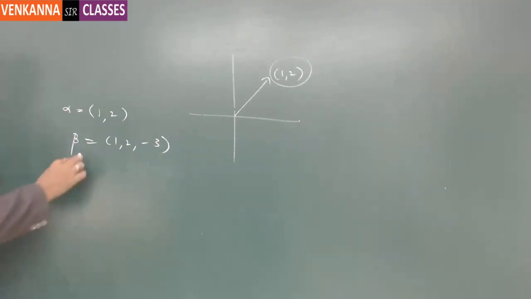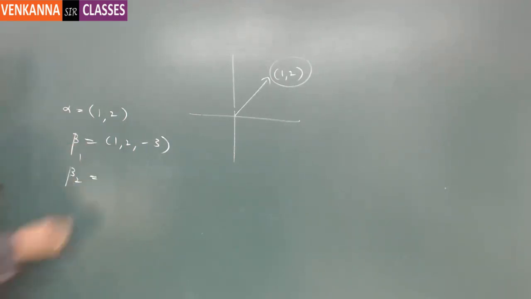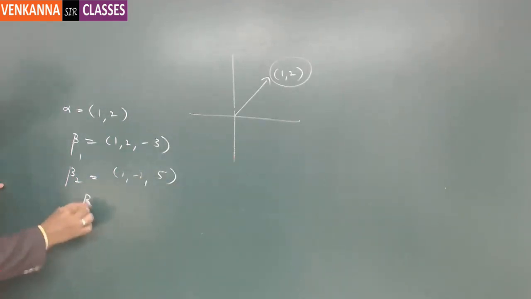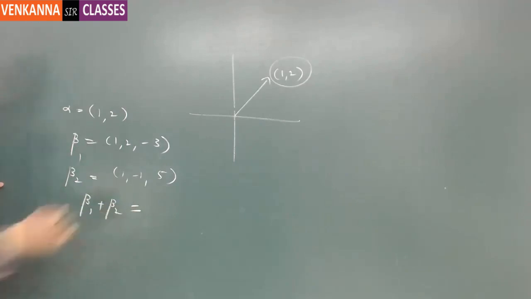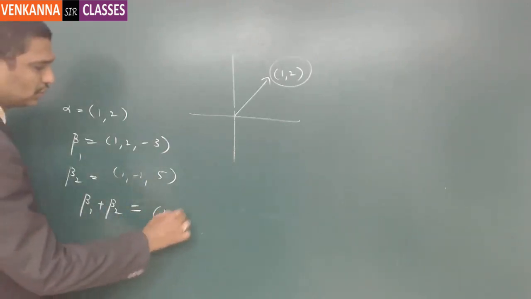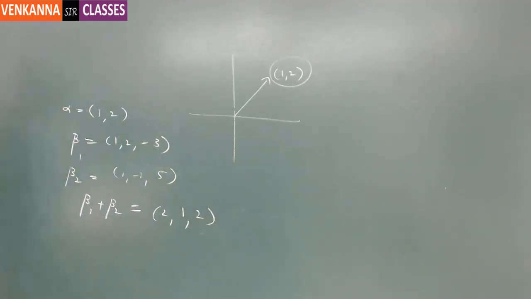Let me say I have taken two vectors, beta 1 and beta 2, and I am going to add them. So how am I going to add them? First value plus first, second plus second, third plus third. So (2, 1, 2), this is the result. So this is called vector addition. You can extend this property to n number of coordinates: 2-dimensional, 3-dimensional, 4-dimensional and n-dimensional. Clear?